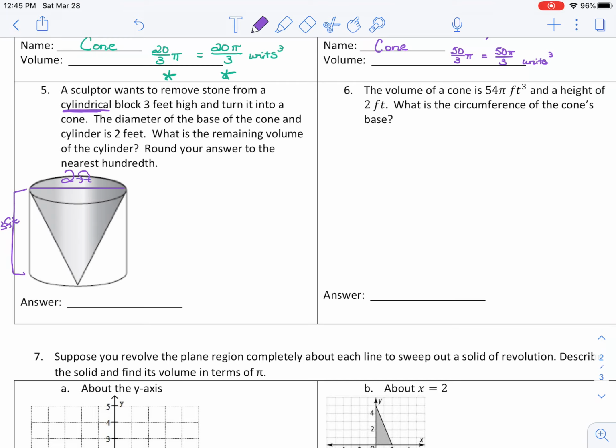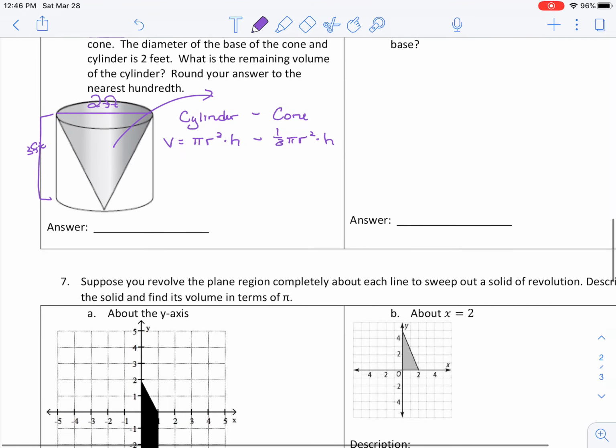What is the remaining volume of the cylinder? So we are taking this cone out. If you're taking something away, you are subtracting it. So we're starting with the cylinder, and we're taking out a cone. So if I'm interested in the volume, I'm going to start with the whole cylinder, and I'm going to remove the cone.